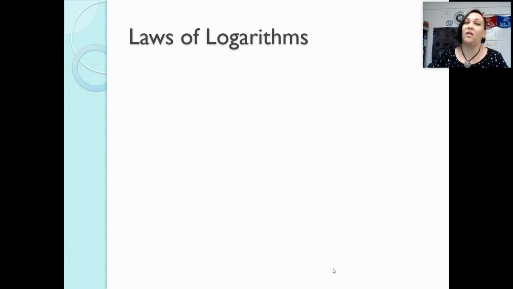Now remember, a logarithm is an inverse of an exponent. Before spring break, we learned about switching from exponential form to logarithmic form. So the laws of logarithms are actually going to go really well with our laws of exponents that we've already learned.